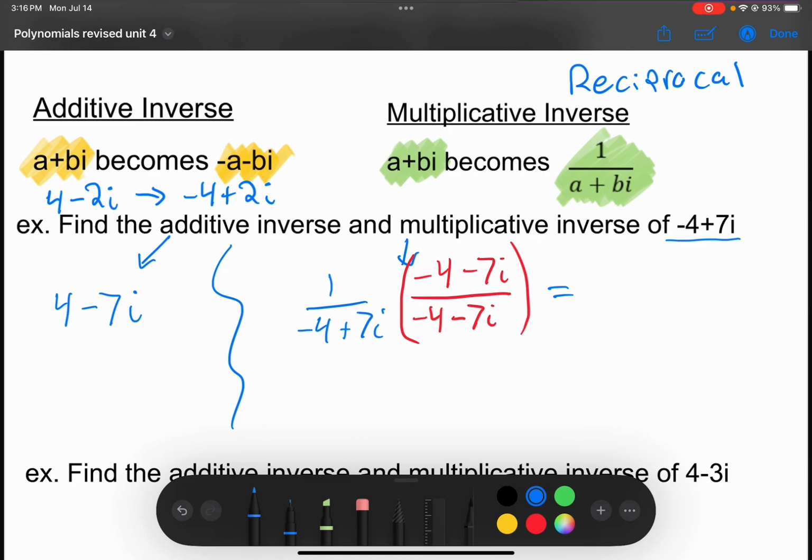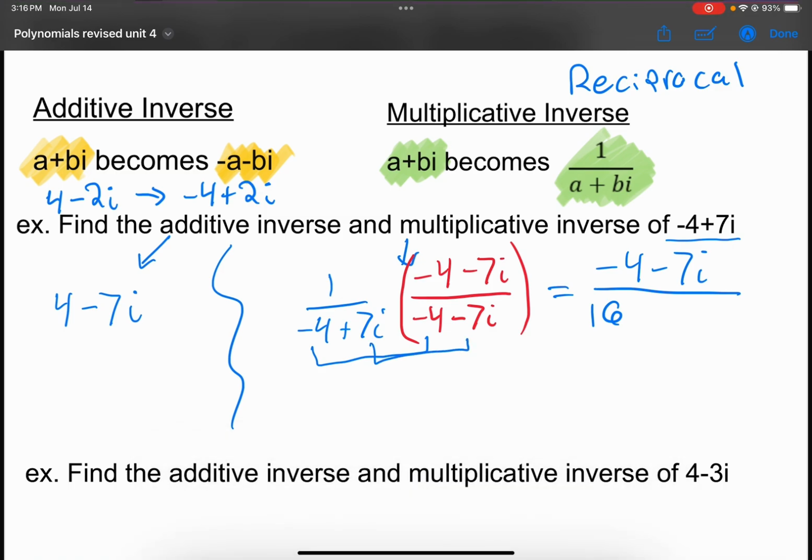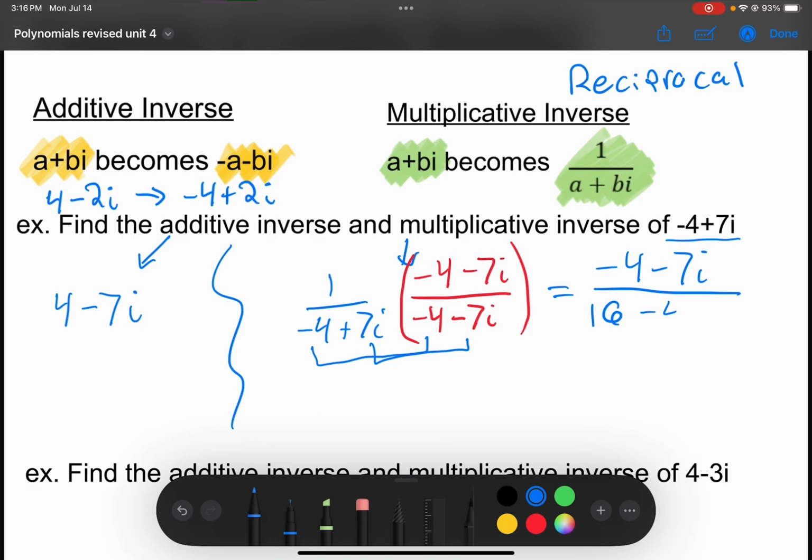Distributing, our numerator would just stay negative 4 minus 7i, and in our denominator, we multiply the first terms together, this would be 16, and the last terms together, this would be negative 49i squared, which would come out to negative 4 minus 7i all over 16 plus 49, which is 65.